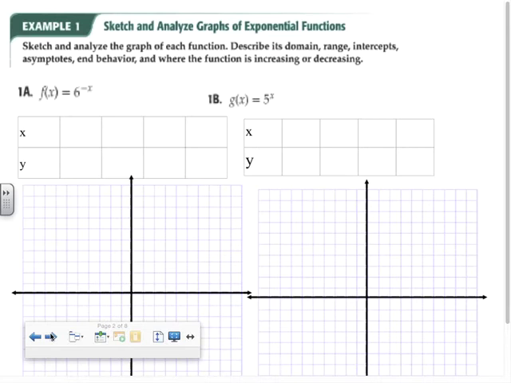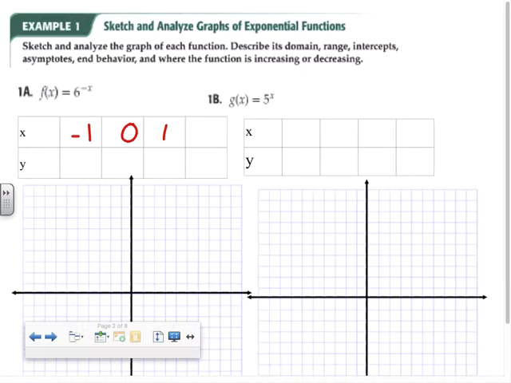So how do I graph these? Basically, it's just plug in a couple of values. The intercepts and asymptotes and end behavior and so on and so forth we'll talk about after we've plugged in a few values. So if I plug in -1, 0, 1, I think I made these tables have too many values.